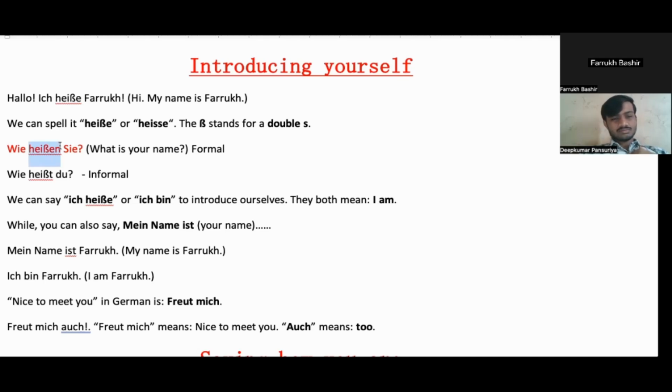When you want to introduce yourself, you use this verb heißen. So we can use ich heiße and ich bin. And the third one is mein Name ist. Mein Name ist Farooq. Wie heißt du? What is your name?